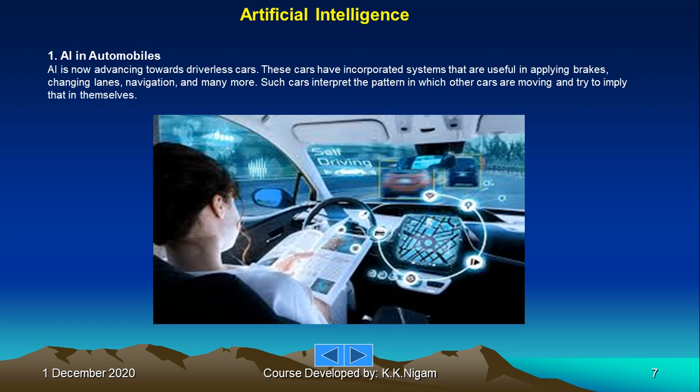Whether it is applying the brake or changing the lane or slowing down the car or whatever, all that is done by the car itself, and that is where the AI comes into play. Like we have talked about changing lanes or applying brakes or navigating, these types of cars interpret the pattern in which other cars are moving and try to imply that in themselves. So that means the car which is driverless learns by other cars.